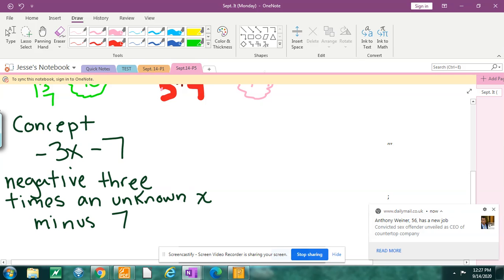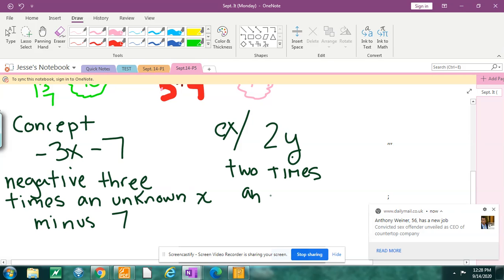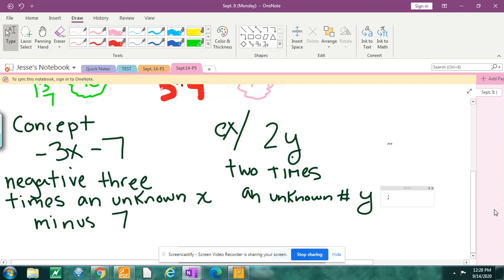All right, and I'm going to put some other examples right here. This is like 2y. What does that mean? That means 2 times y, a number y. That's 2 times an unknown number y. So if you have another one, let's say we have 5a, that means 5 times an unknown a. You don't know what a is.